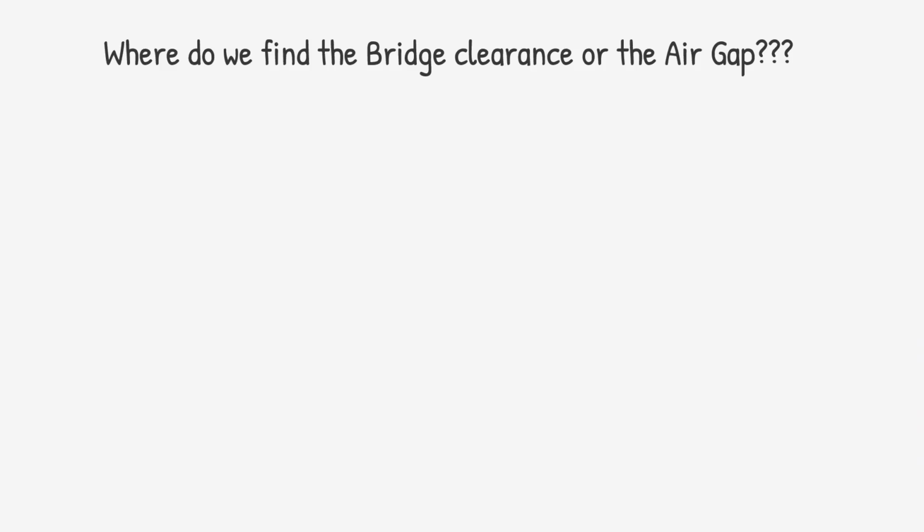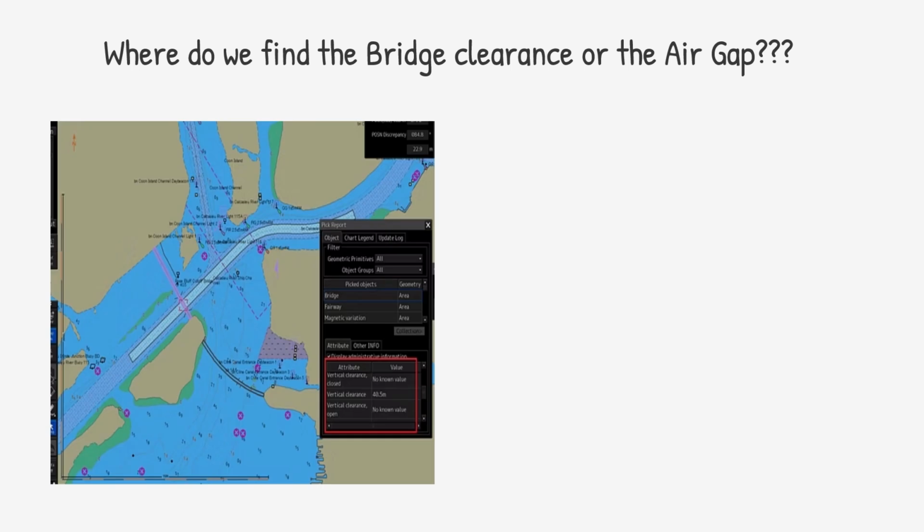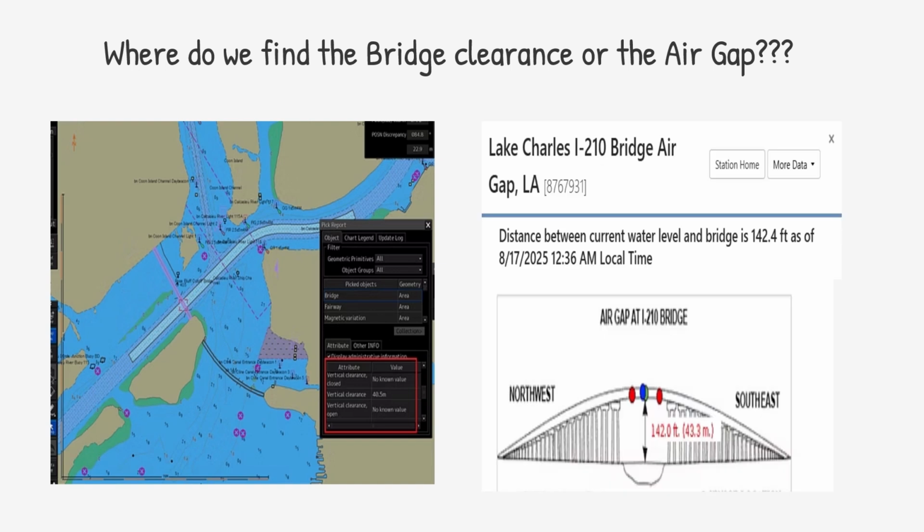Now, where do we actually find the bridge clearance or the air gap? For bridge clearance, you can refer to the ENC data on your electronic chart data systems. For example, in this image, it shows 40.5 meters, which is the height measured above the highest astronomical tide. However, in US waters, you can also use resources like the NOAA website, which provides the actual air gap. That's the distance between the water level and the underside of the bridge, as shown here in this Lake Charles example. We will talk more about the NOAA site in the last slide.